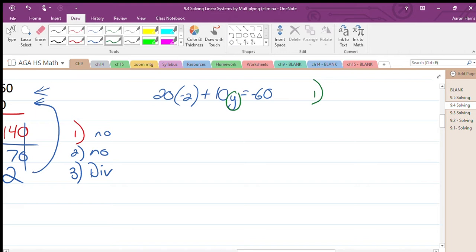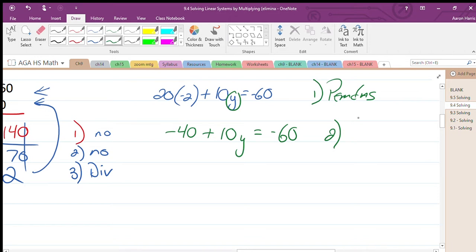If I solve for y, 4 steps. Simplify slash combine like terms. Yes, I have to PEMDAS for my simplification. 20 times negative 2 is negative 40. Plus 10y equals negative 60. Step 2. Remove all addition subtraction. There's a negative 40 there.